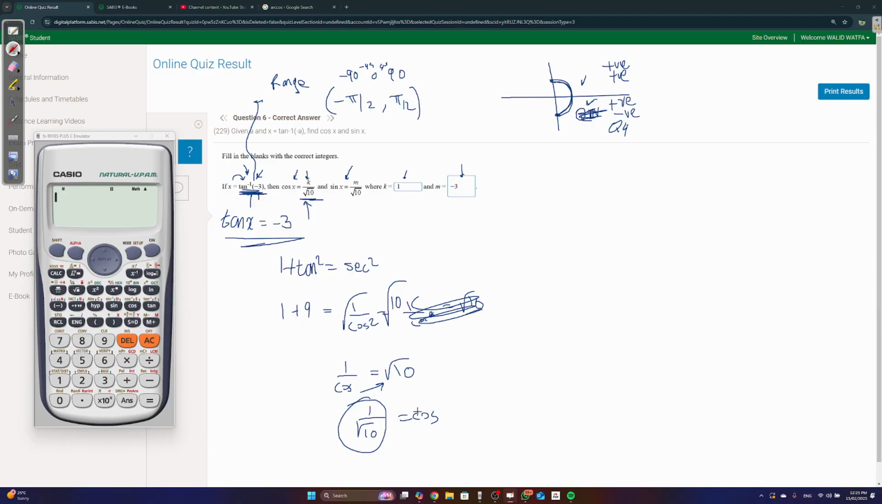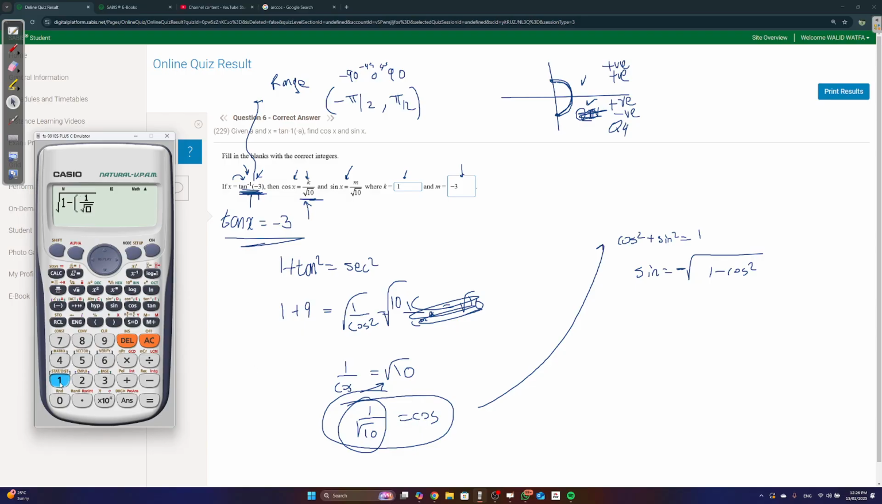We have cosine. To find sine, I'm just going to use cosine squared plus sine squared, it's way easier. So remember, cosine squared plus sine squared is equal to 1. So sine is just going to be equal to root 1 minus cosine squared. But we're going to take the negative root. So square root 1 minus cosine squared, and cosine we found is 1 over root 10.